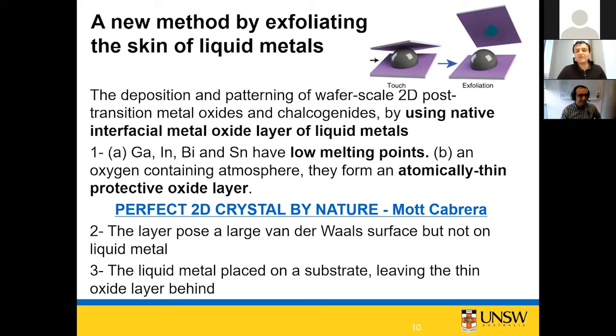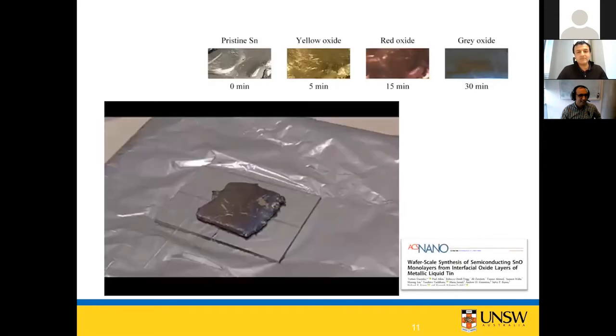How do you harvest it? You bring a substrate near the surface. You just touch the surface of liquid metal and the two-dimensional material on the surface of that liquid metal transfers itself, exfoliates itself onto the substrate, because the substrate has very weak van der Waals forces, while the liquid core is just liquid. It's non-polarized. It doesn't have any force. So transfer is very easy.